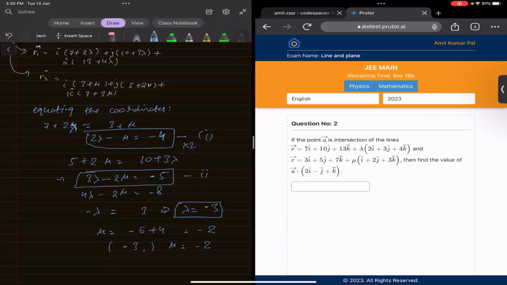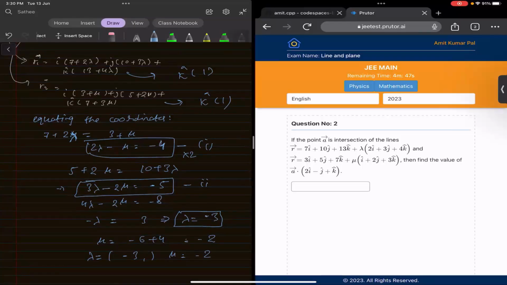We can verify this by putting these lambda and mu values in the k coordinate. This is k of 13 minus 12, so k of 1, and on the other side it is also k of 1. So we can verify that we are getting the correct values of lambda and mu, because we solved for the i and j values and obtained lambda and mu, and those values also satisfy the k coordinate in the end. So we are getting the correct answer.